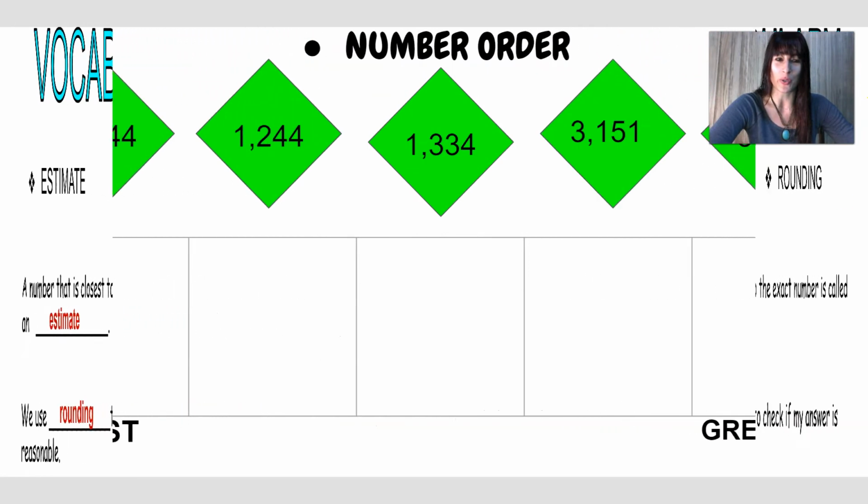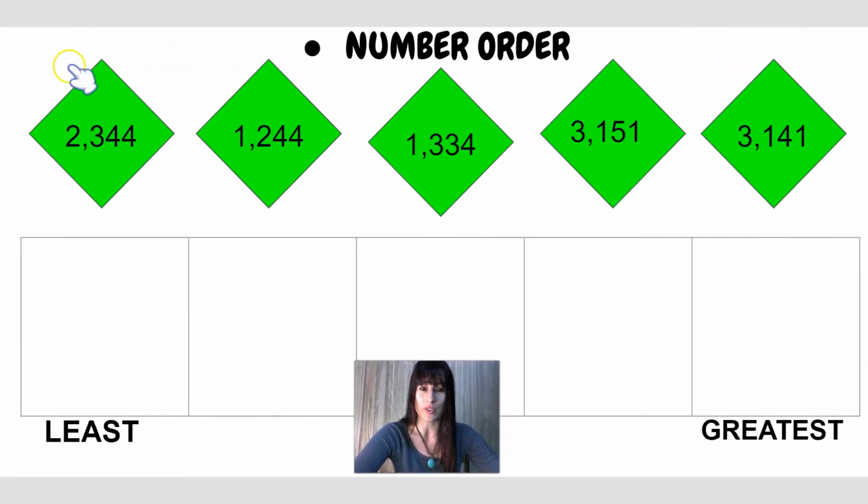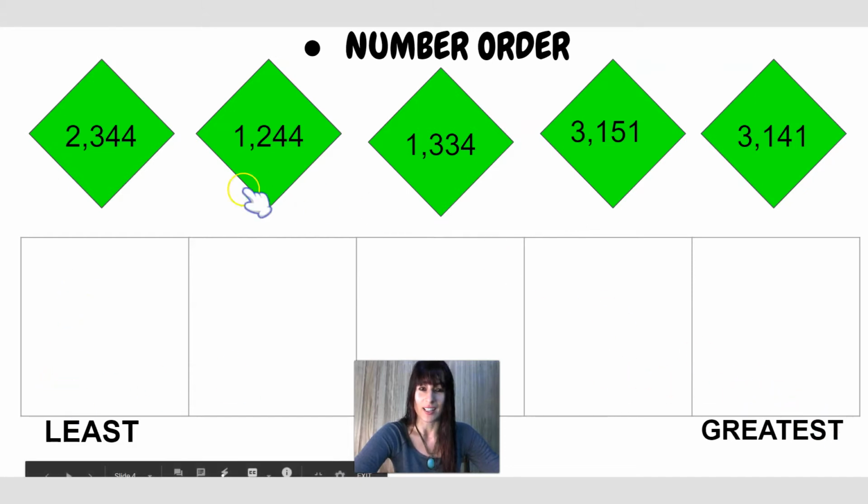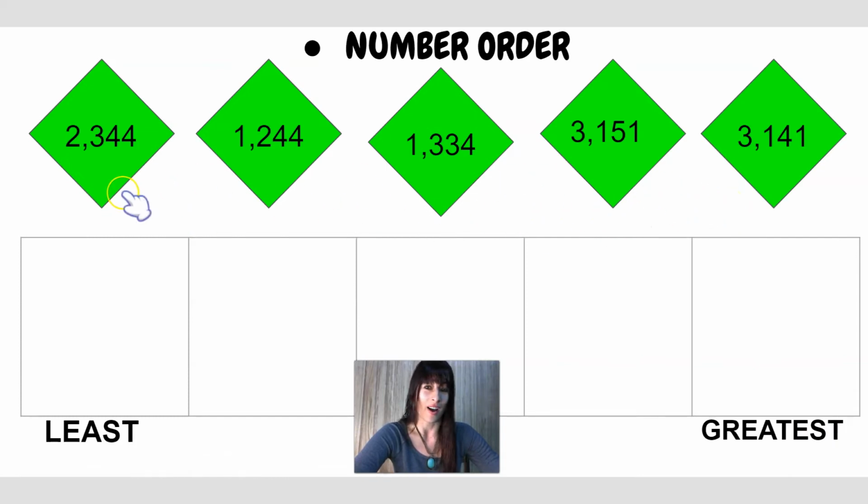In number order, you will be given different sets of numbers, and you will be asked to put the numbers in the order from least to greatest. Now, the first thing you have to do is make sure that all your numbers have 4 digits. Maybe some will have only 3 digits, so that makes a big difference. But our numbers, all of them have 4 digits. So let's find the one that's least, okay?